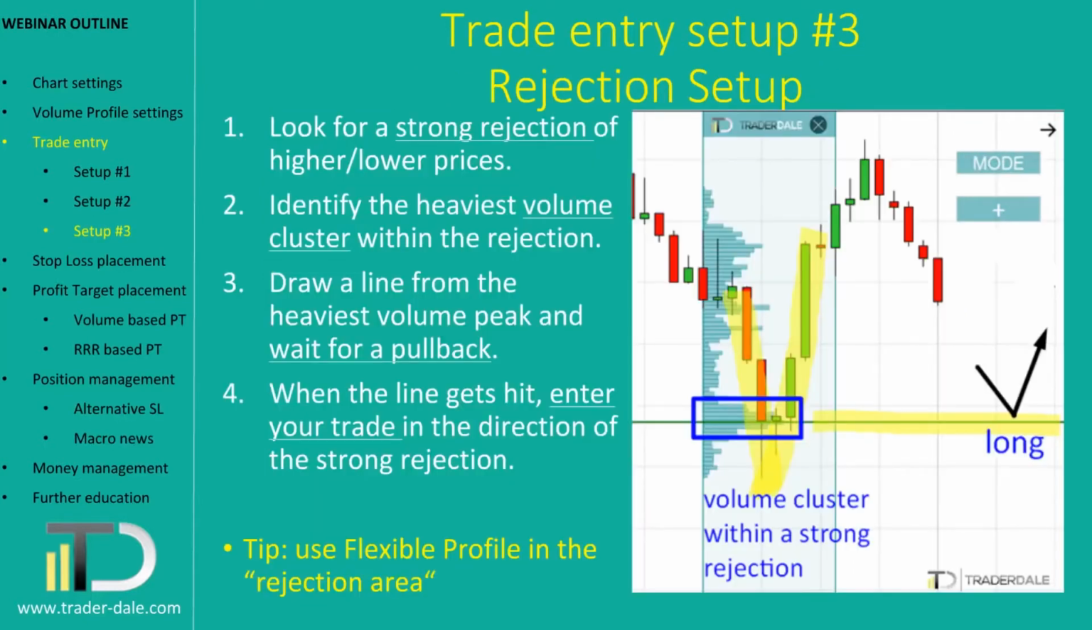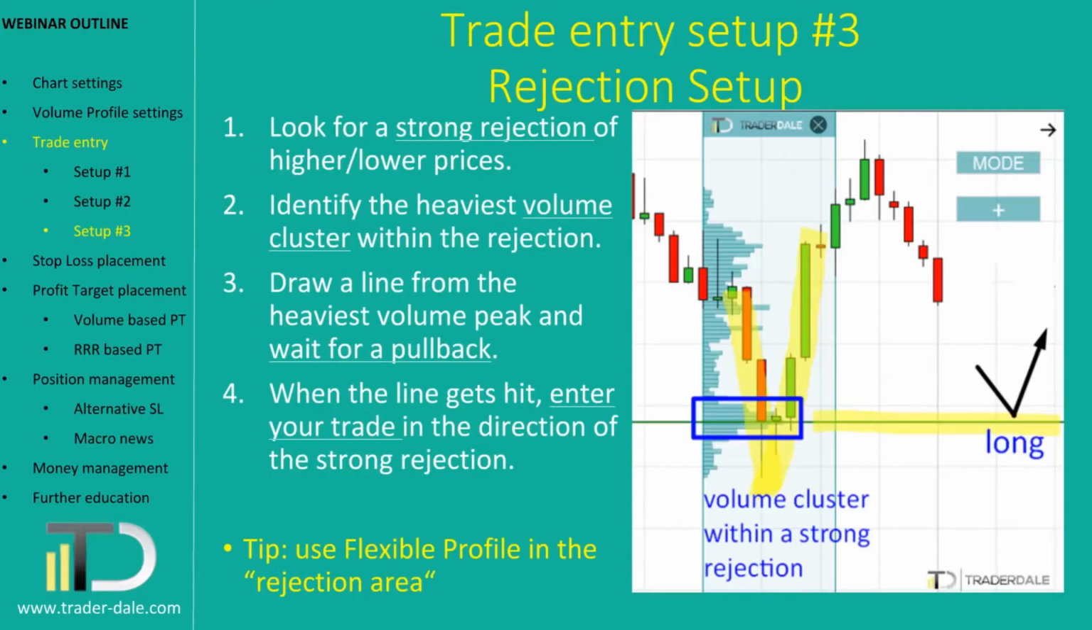Let's now move on into the trade entry setup number 3. This setup is called the rejection setup. And I called it the rejection setup because I use it when there is a strong rejection of either higher prices or lower prices. Now, a strong rejection is that when the price goes, for example, aggressively downwards, then it turns and it goes aggressively upwards. This is a strong rejection of lower prices, which you see, by the way, in the picture. Strong rejection of higher prices would be the price going aggressively upwards and turning and going aggressively downwards.